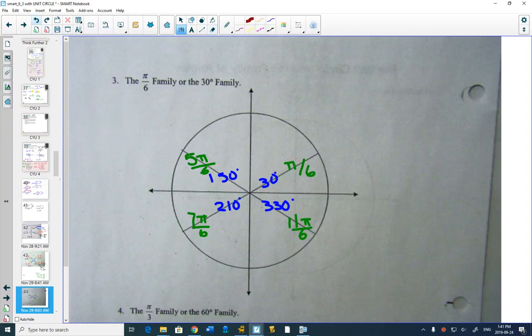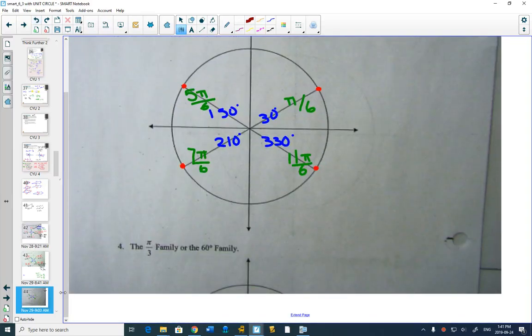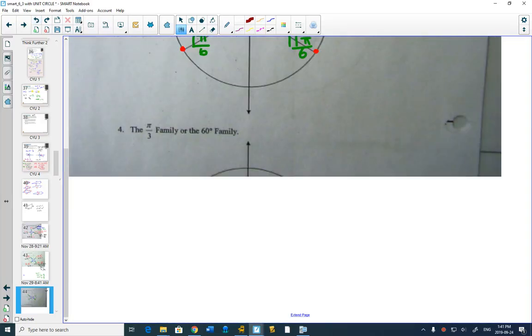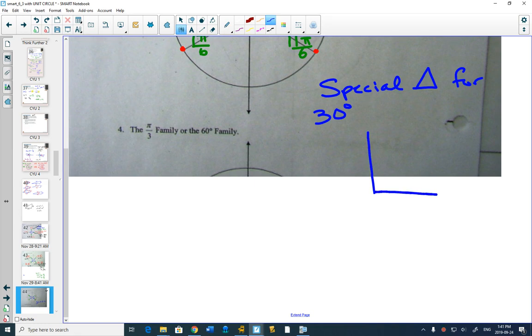Now for our coordinates. For our coordinates, we need another special triangle. So again, what I'll get you to do in this space right here, special triangle. Wow, that doesn't look like a triangle, that looks like an A. Here we go, special triangle for 30 degrees. And I'd like you to draw it with the 30 degrees up here.